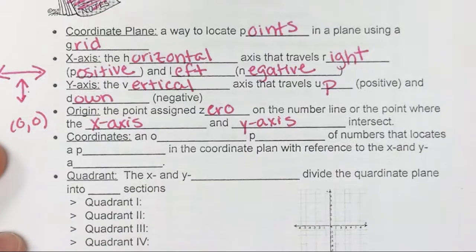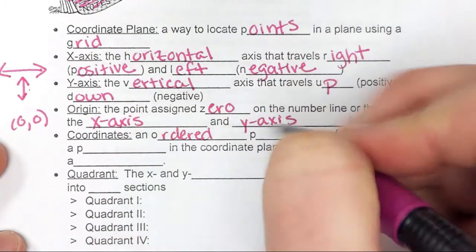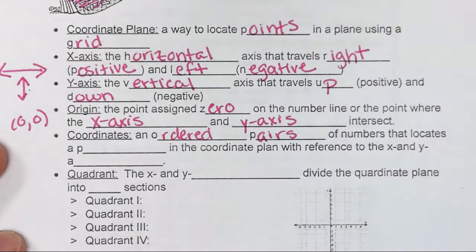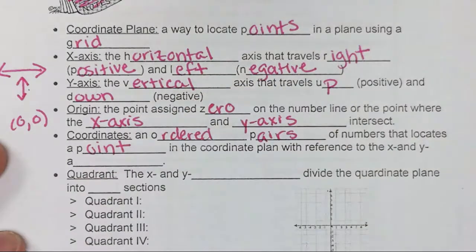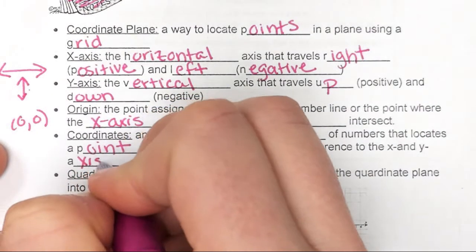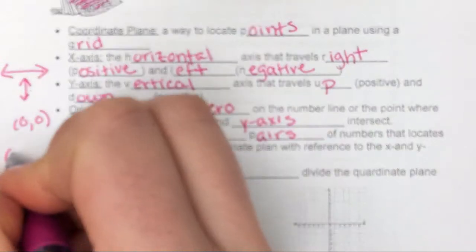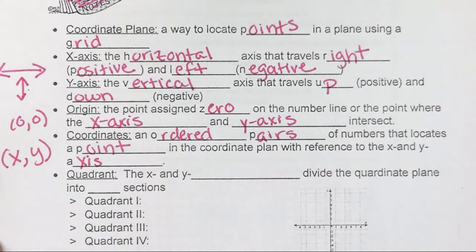Coordinates, these are ordered pairs of numbers that locate a point on the coordinate plane with reference to the x and y axes. And ordered pairs are always x first and then y. So we go the distance left and right first, and then we measure the distance up and down.